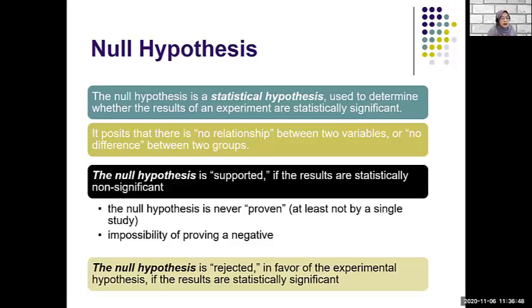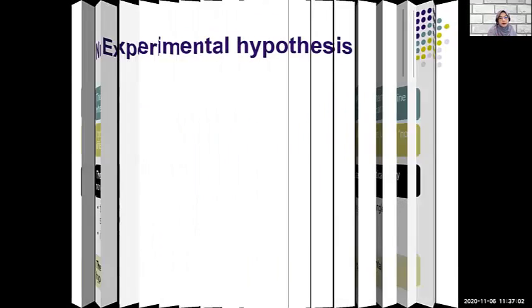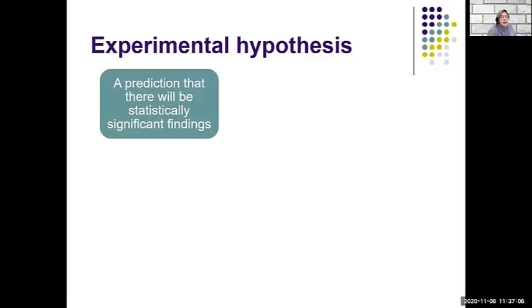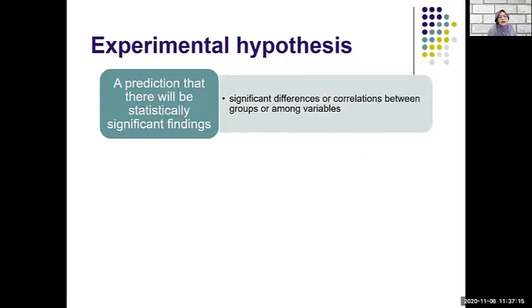So the null hypothesis is rejected in favor of the experimental hypothesis. That means if the results are statistically significant. So experimental hypothesis is a prediction that there will be a statistically significant finding. Significant difference or correlation between groups or among variables.